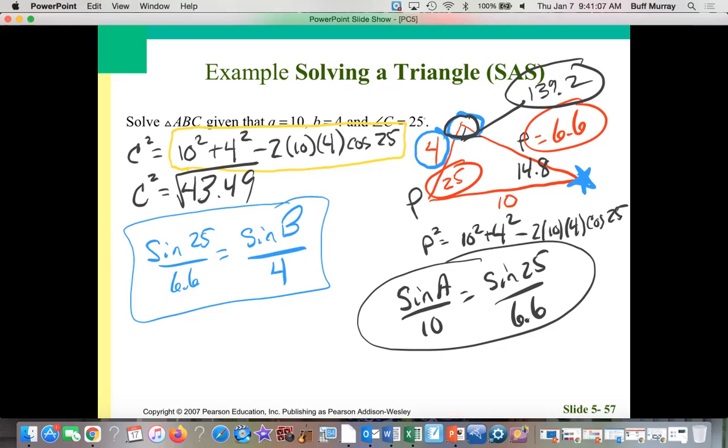Because here's what would happen if we did that. Let's just say we did it that way. Okay, this was 4, this was 6.6, this was 10, and this was 25. So this angle was roughly 40, right? Wouldn't that make this angle what, like 125? Why is that out of whack? It can't be the biggest angle, right? So do you understand why I say find that smallest remaining angle? Okay, so we avoid that issue.